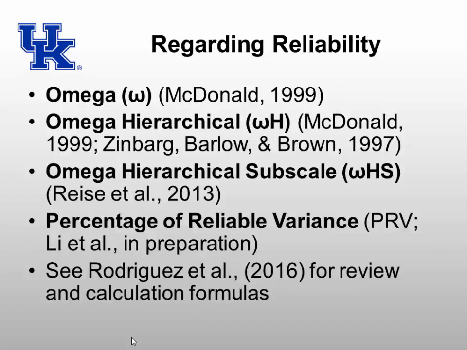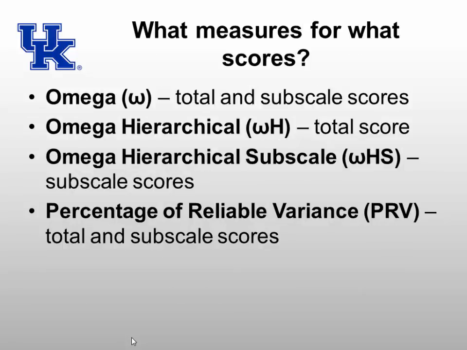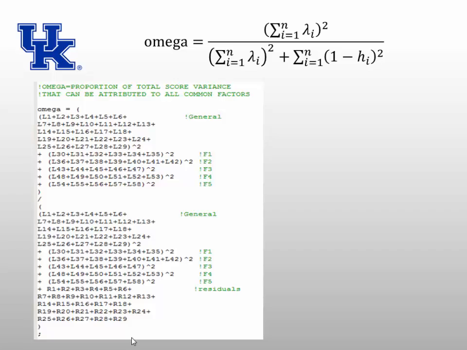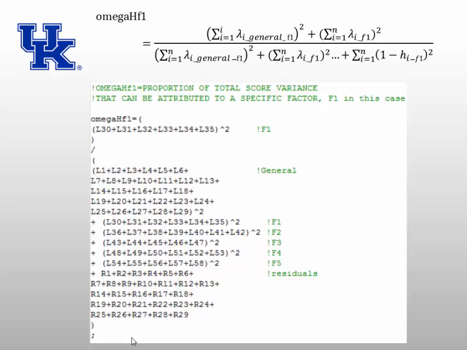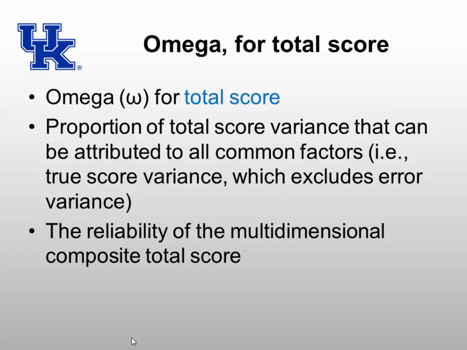Here are all the different flavors. Again, Rodriguez summarizes them nicely. I'm going to go through each of them. Here's another slide that helps just clarify which ones do you use for total scores, which ones do you use for subscale scores. Let's just put that there. We can move on. Formula and syntax. Okay, conceptual stuff. Omega, you start there.